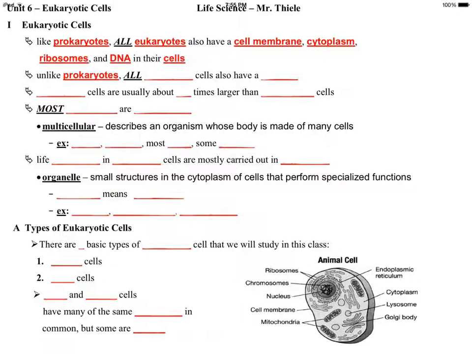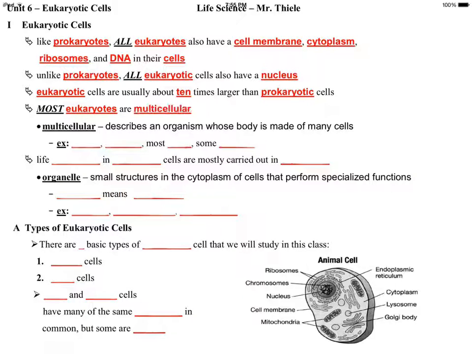Now, unlike prokaryotes, all eukaryotic cells also have a nucleus, and this is really the defining characteristic of a eukaryotic cell, that it has a nucleus. There are some other structures that we find in eukaryotic cells that we do not find in prokaryotic cells, but the number one thing you should think about in your mind is that eukaryotic cells have a nucleus. Eukaryotic cells also usually are much larger than prokaryotic cells, usually about 10 times larger on average than your average prokaryotic cell.